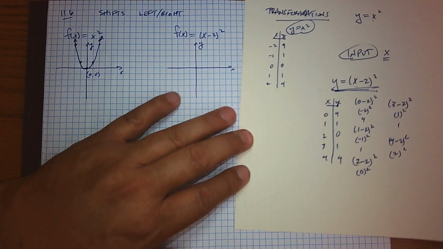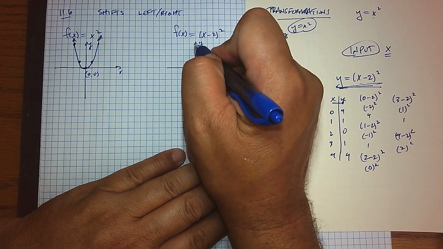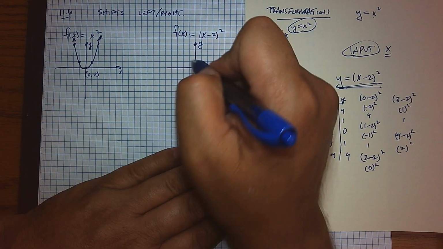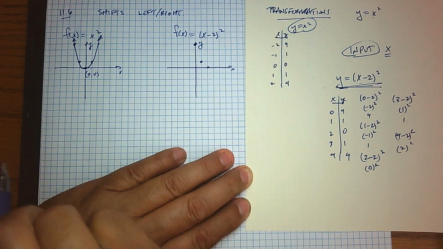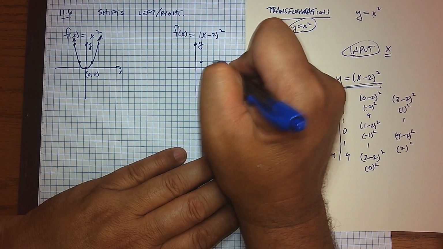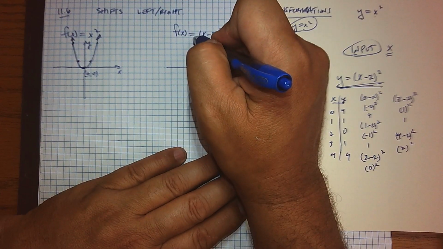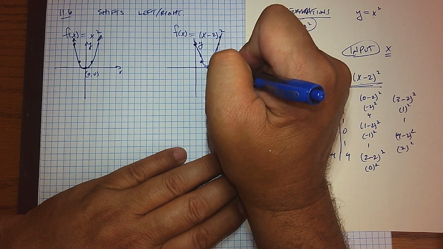So when I go to the grid and plot these points, we have (0, 4) on the graph, (1, 1) on the graph, (2, 0) on the graph, (3, 1) on the graph, and then (4, 4) on the graph. So there's our parabola.